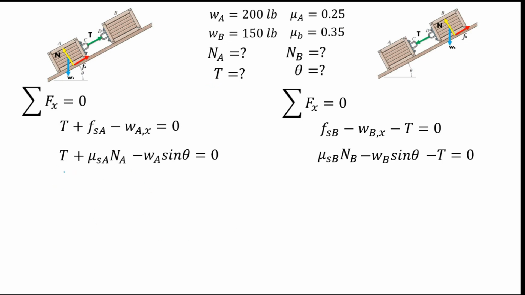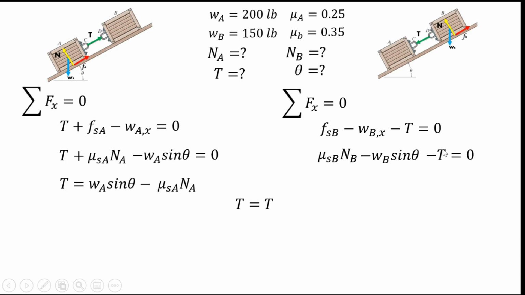Since the tension on crate A is just equal to the tension on crate B, we will equate them just like this. So the tension of crate A is equal to the tension of crate B. So let's find out the formula for the tension on crate A and the formula for the tension on crate B. Since the tension here on crate A is positive, these two variables we have to transpose to the other side. So tension is equal to W sine theta, which will become positive, and mu A times NA, which, if we transpose it to the other side, will become negative. So this is the formula for the tension of crate A.